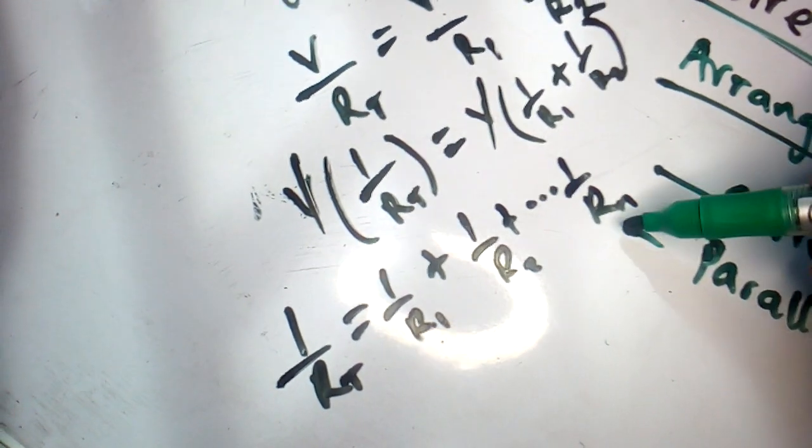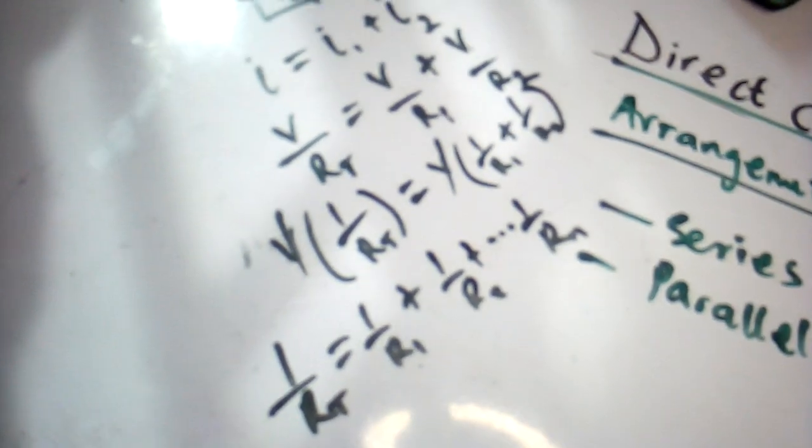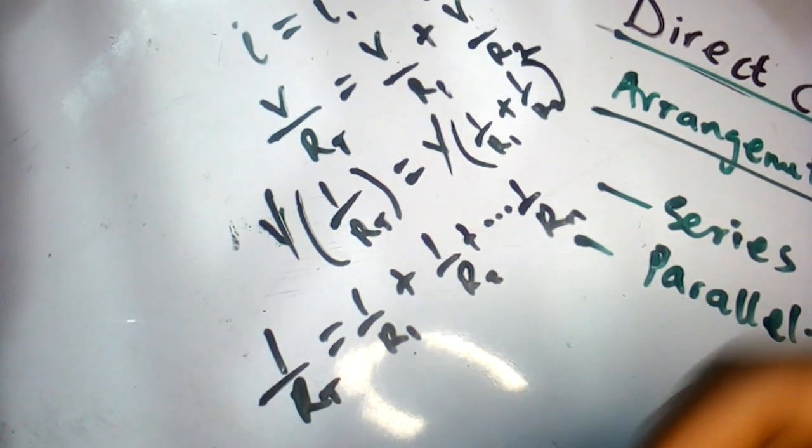That indicates that when you connect more than one resistor, 1 over R total is equal to the sum of the reciprocals of the resistors connected.